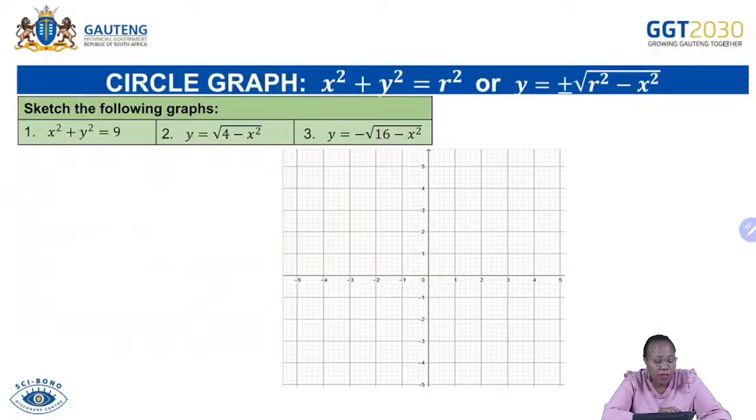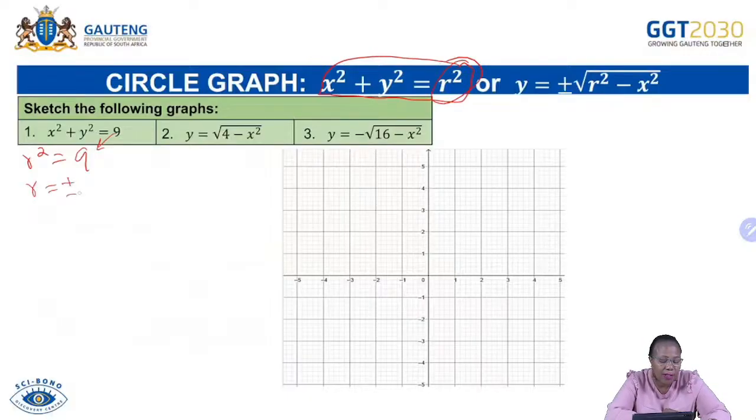Now, the first equation there, we are given x squared plus y squared equal to 9. Look at the original. That means this 9 is for r squared. So our r squared is equal to 9 from there. But we are looking for r, not r squared. Then this side will lose the exponent on r.